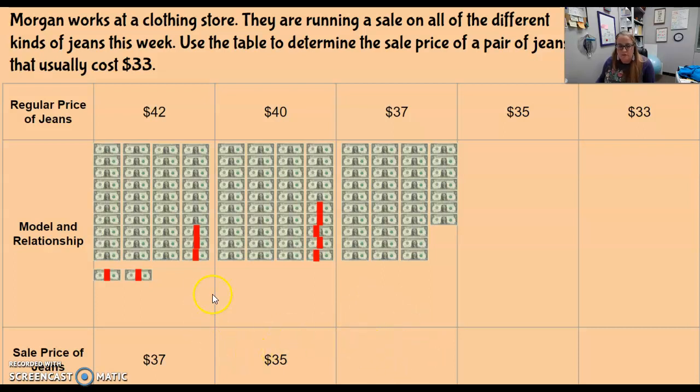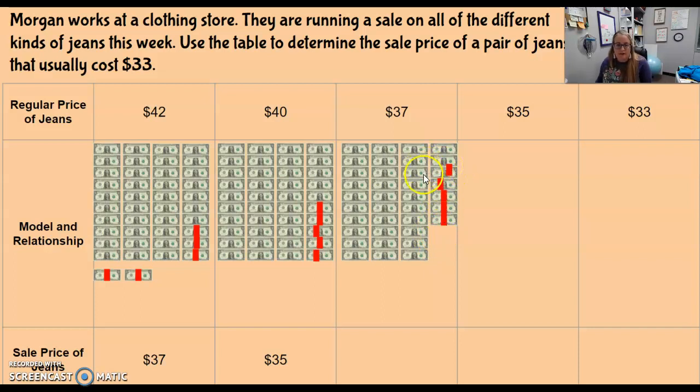Well, let's look at these first two before it. How much did I take off? So for the first one, I took off 1, 2, 3, 4, 5. For the second one, I took off 1, 2, 3, 4, 5. How much am I going to take off for this one? That's right, I'm going to take off 5. So 1, 2, 3, 4, 5.